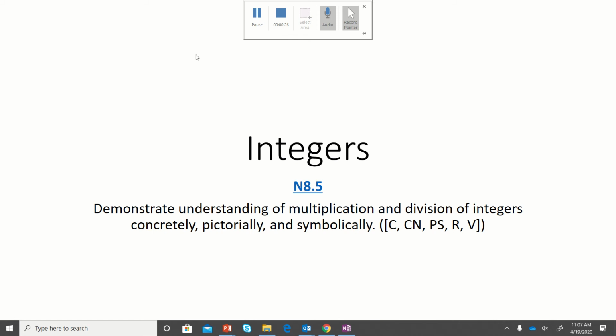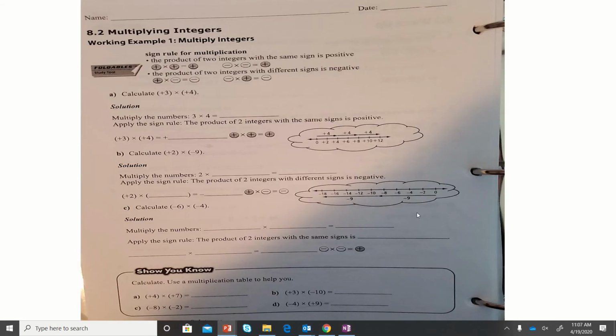So what we're going to do is go to this first slide, and we're going to go over the sign rule. It's very simple. The product of two integers with the same sign is positive. So if you look here, we have a plus and a plus, and it equals a plus. Now the next one, we have two negatives. The sign rule for multiplication is two integers with the same sign is positive. So two negatives equals a positive.